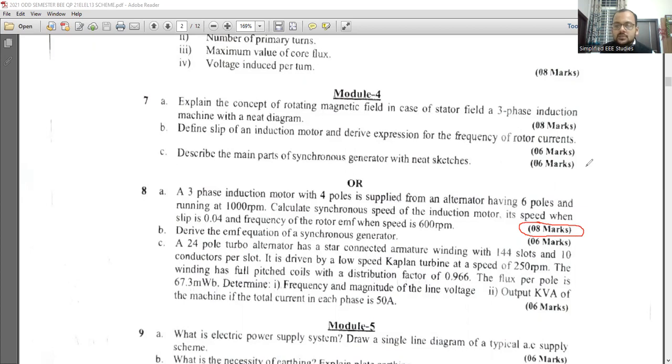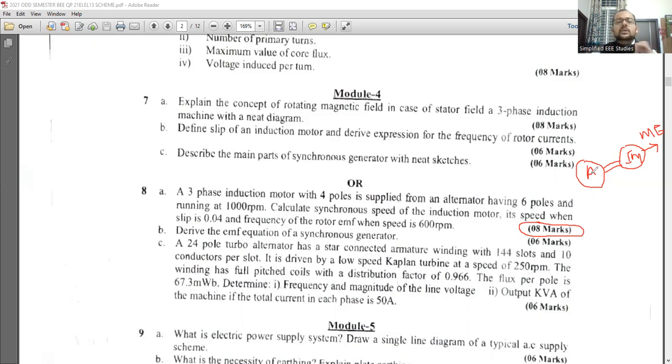So remember like this. Both are coupled. This is your alternator. Alternator produces electrical energy, which will be given to the induction motor. This is the concept. The induction motor will provide the mechanical output. So let me write mechanical energy. This is the concept.